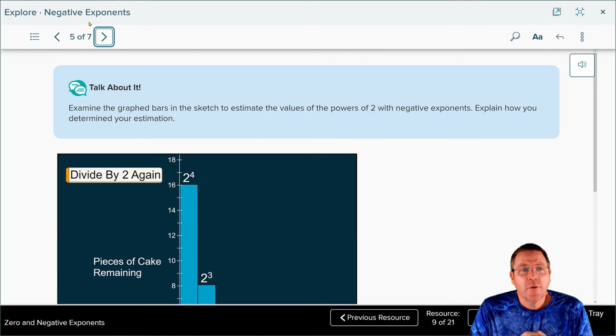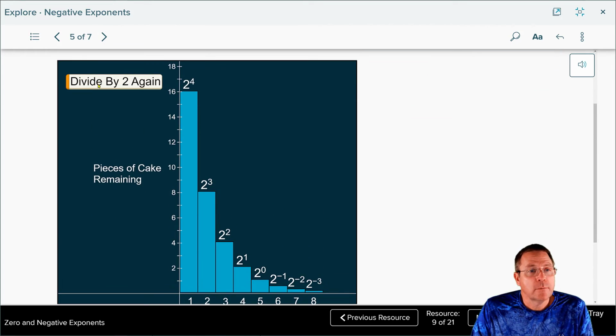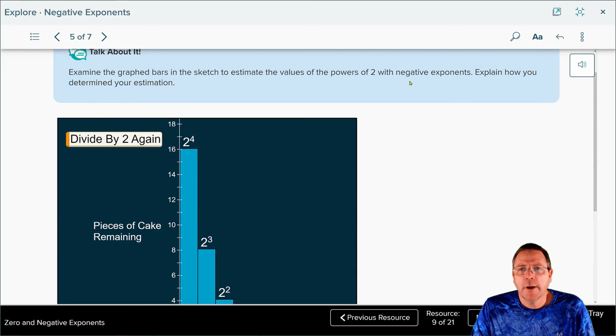So let's examine the graph bars in the sketch and estimate the values of powers of 2 with negative exponents, and so on. So, hey, we already did that. I'm not sure what we're doing. I think we already talked about this. So, yeah, we already did that.